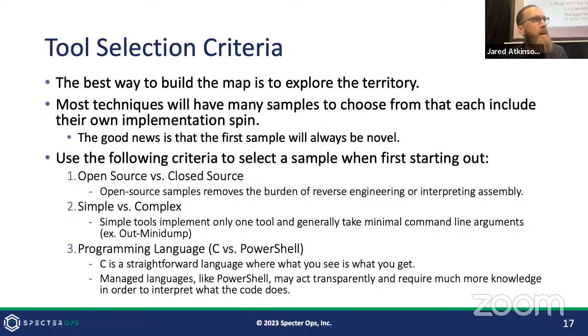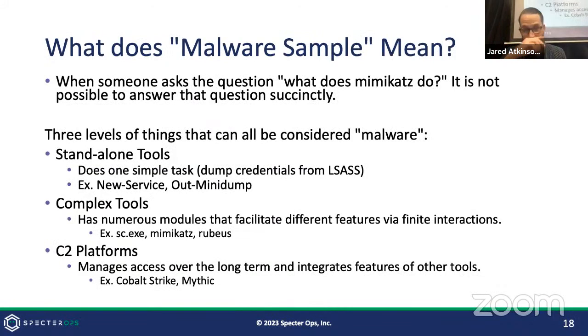You're like, okay, got it. And so C is always going to be kind of like the easiest place to start. And that kind of leads into what does it even mean for something to be a malware sample?